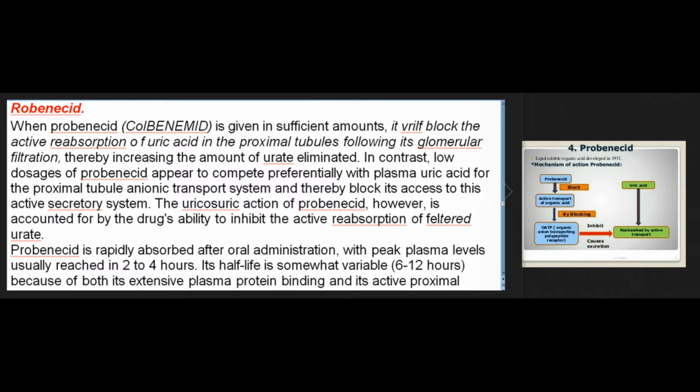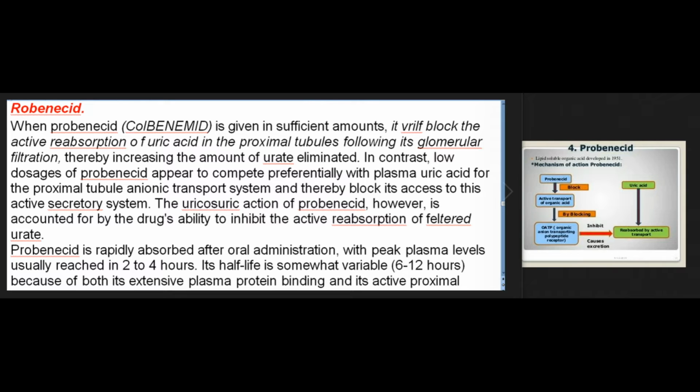In contrast, low dosages of probenecid appear to compete preferentially with plasma uric acid for the proximal tubule anionic transport system and thereby block its access to this active secretory system. The uricosuric action of probenecid, however, is accounted for by the drug's ability to inhibit the active reabsorption of filtered urate. Probenecid is rapidly absorbed after oral administration, with peak plasma levels usually reached in 2 to 4 hours.